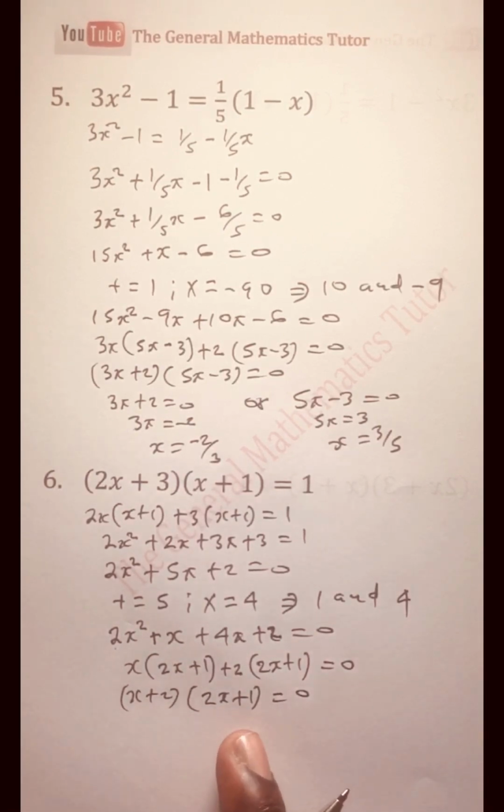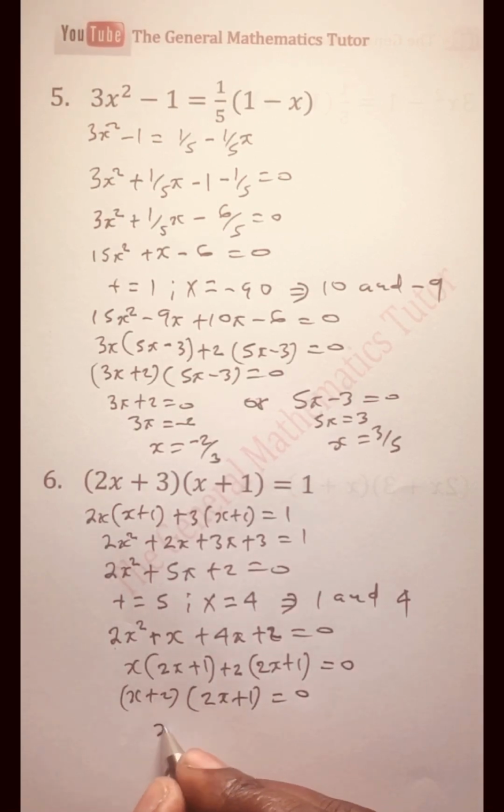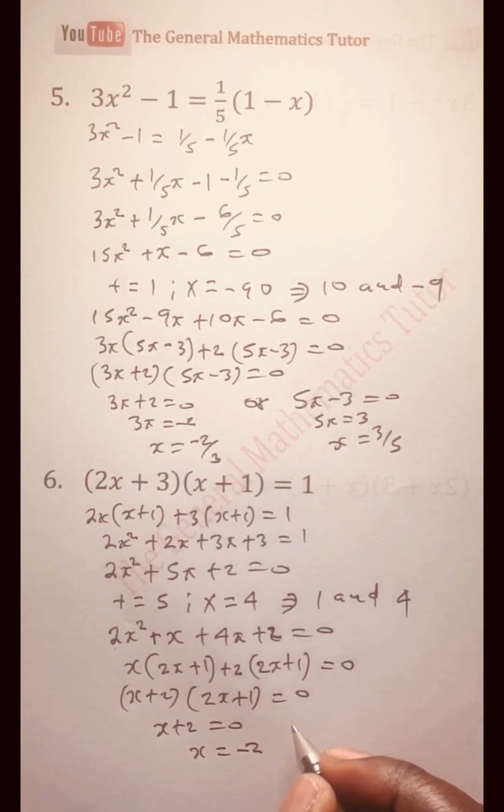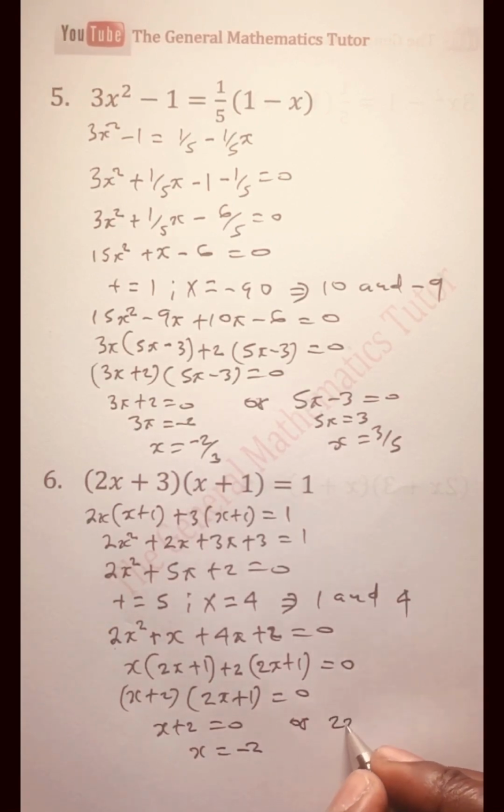So for the product of these two numbers to be 0, it means either one of them is 0. So you could take that x plus 2 is equal to 0, so that x is equal to negative 2. Or we could take that 2x plus 1 is equal to 0, so that 2x is equal to negative 1 and x is equal to negative 1 over 2.